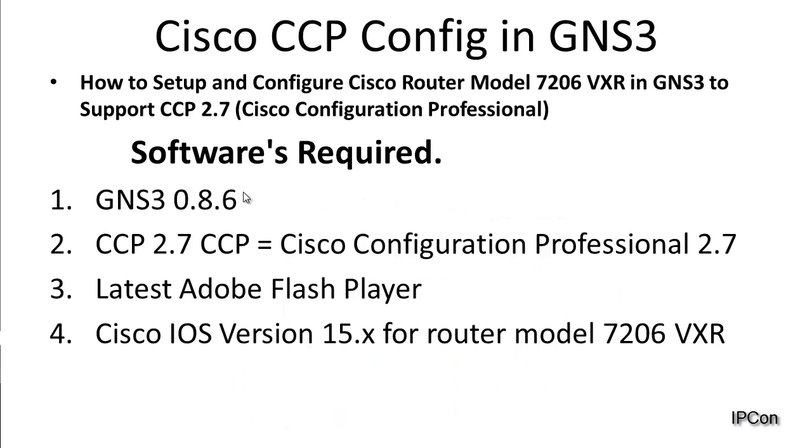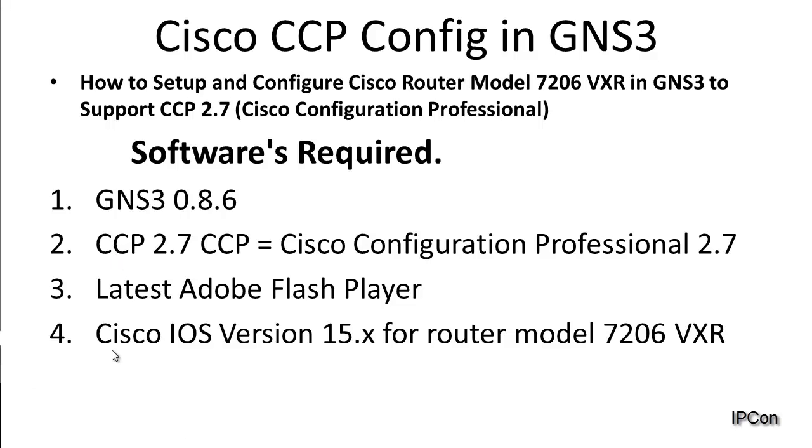To begin with, software is required for this lab. I'm using GNS3 0.8.6 and CCP 2.7. This is Cisco Configuration Professional 2.7, and also the latest Adobe Flash Player, as well as Cisco IOS version 15.x for router model 7206 VXR. Actually, in this lab we are configuring Cisco router model 7206 VXR, which is a high-end router.